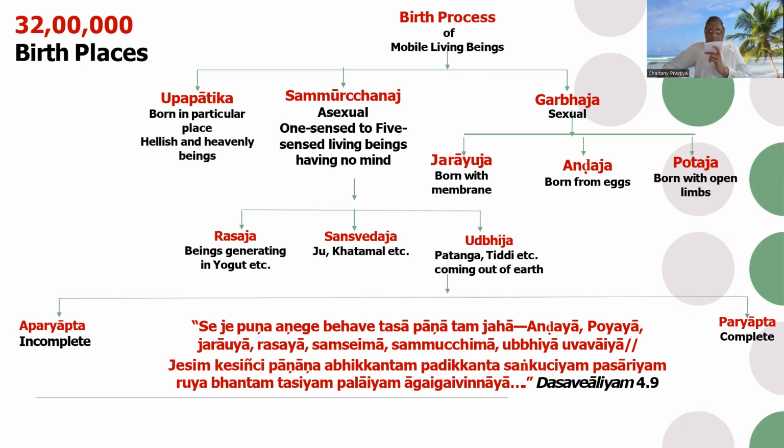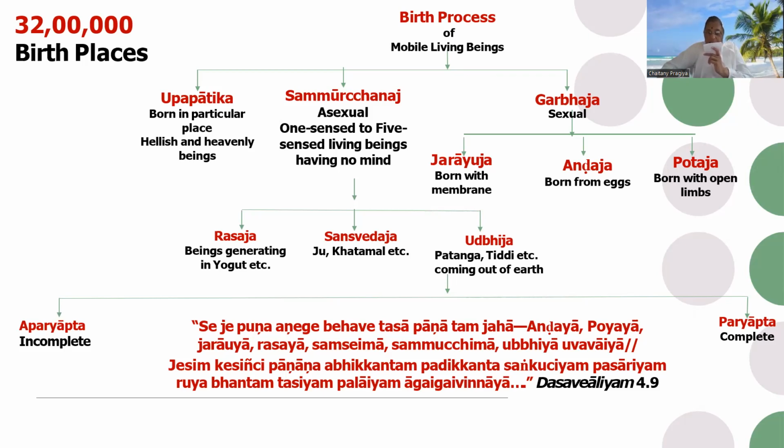So they are known as Garbhaj. And those who come out of this sexual process are also of three types, depending on their form of birth. One is called Jarayuj, the other is called Andaj, and the third is called Potaj. Jarayuj means born with a membrane, Andaj means born as eggs, and Potaj means born with open limbs.